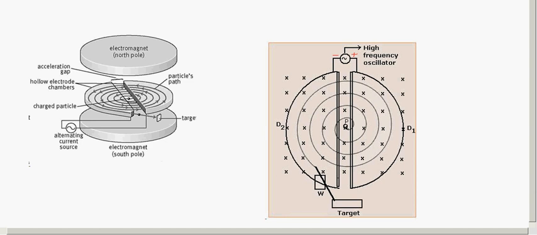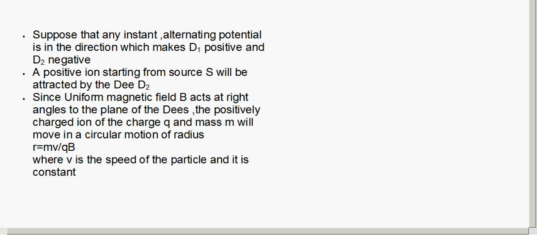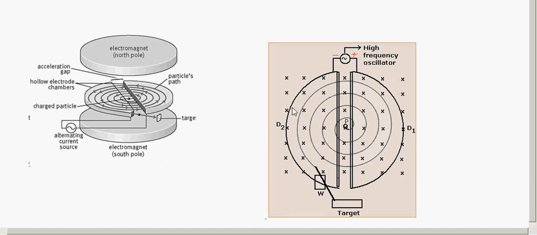Now what happens? A positive ion starting from source S will be attracted by the D2. Suppose assume that this point is S, let me say the source is S. If we have a positive ion here, this positive ion is attracted by D2 because D2 is negative. So we know unlike charges attract. Now the positive ion at the source S or at P is attracted towards D2.